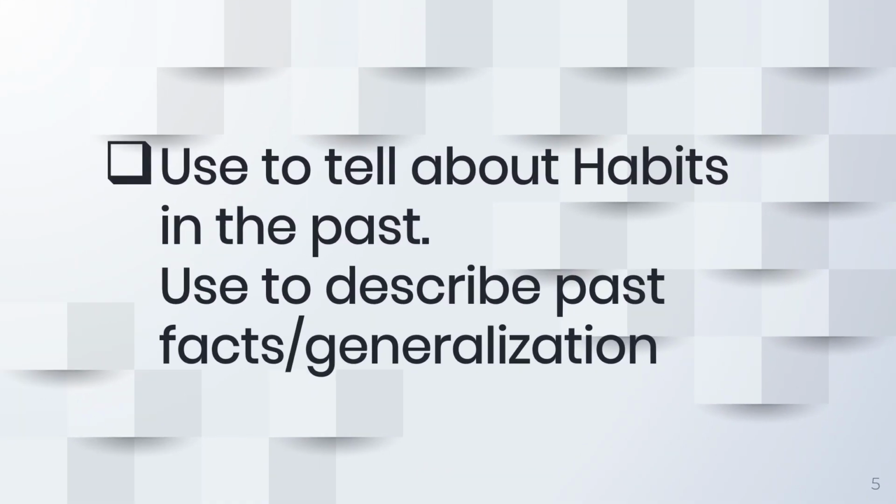Now, it is also used to tell about habits in the past. For example, he played piano. She worked in the cafe after school. It is also used to describe past facts or generalizations. For example, she was talkative as a child, but nowadays she is very shy.